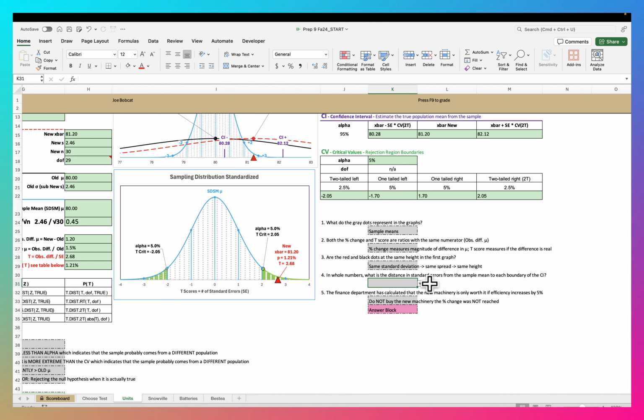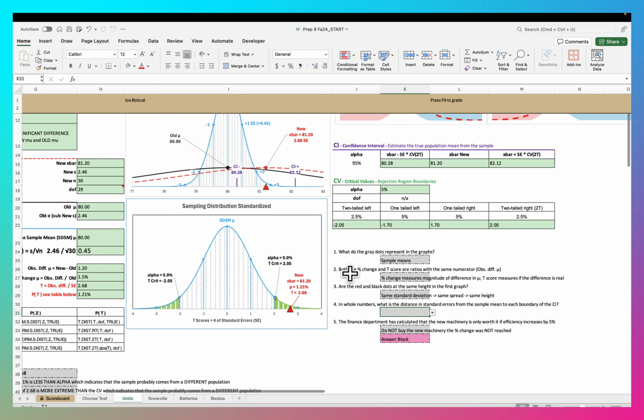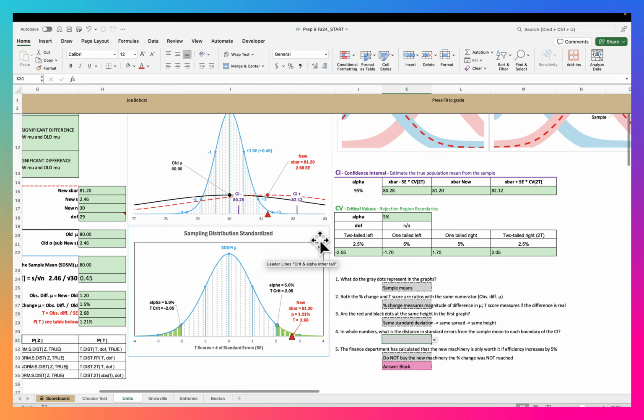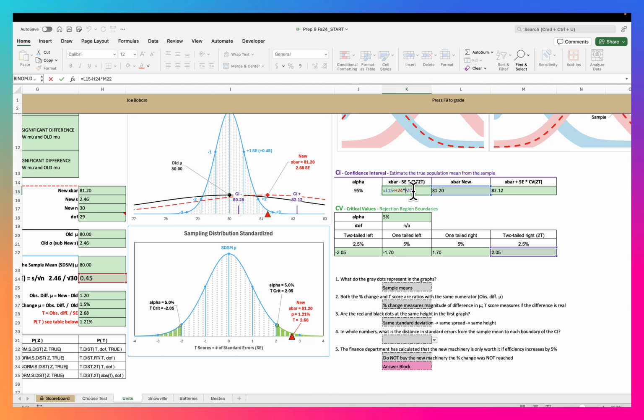And then finally, in whole numbers, what's the distance in standard errors from the sample mean to each boundary of the confidence interval? Okay, it's kind of a cool question. So, well, in standard errors, remember we multiplied, to get this number, we multiplied by this number. So that's how many standard errors. So it's 2.05 standard errors this way and 2.05 standard errors that way. Well, in whole numbers, 2.05 is just 2.